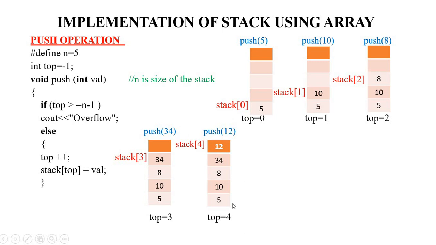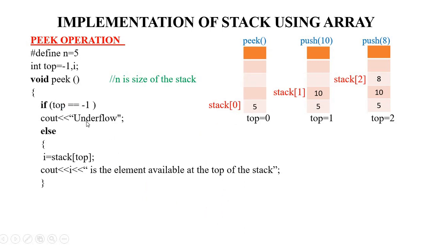Now look into the last push. Here what happens is I have inserted all the elements, so my stack is full. Now let's check the condition. What is the top value? Now if I'm trying to insert one more element, suppose I'm calling push of 39, what happens is I'll check for the overflow condition. 4 is greater than or equal to 4. Yes, 4 is equal to 4. So I'll print overflow.